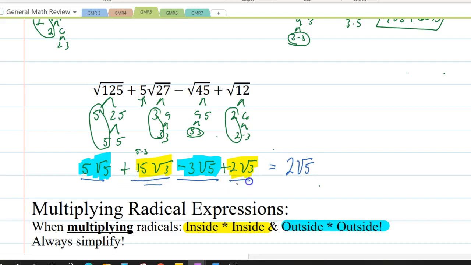15 square root of 3 plus 2 square root of 3 leaves me with a positive 17 square root of 3. And since these are not like terms, I cannot combine them, and this is my answer.